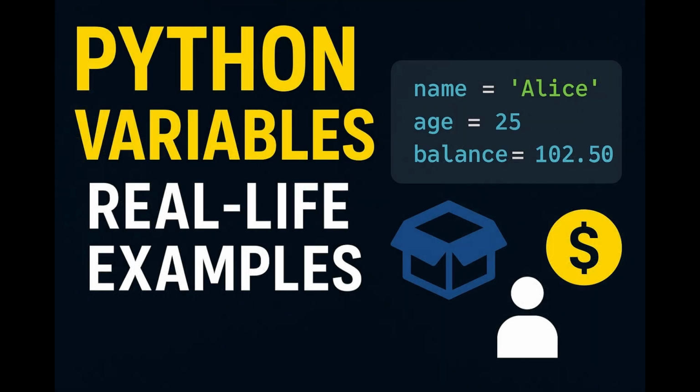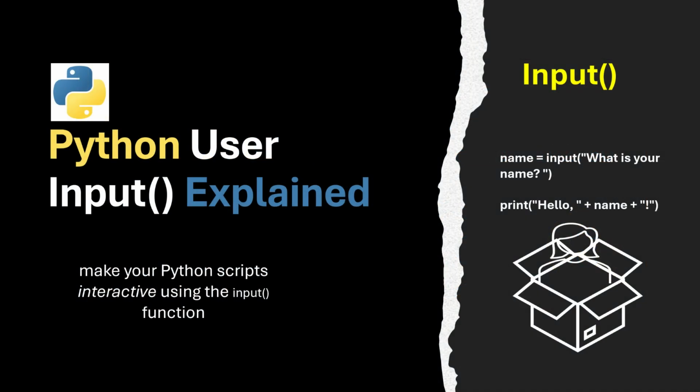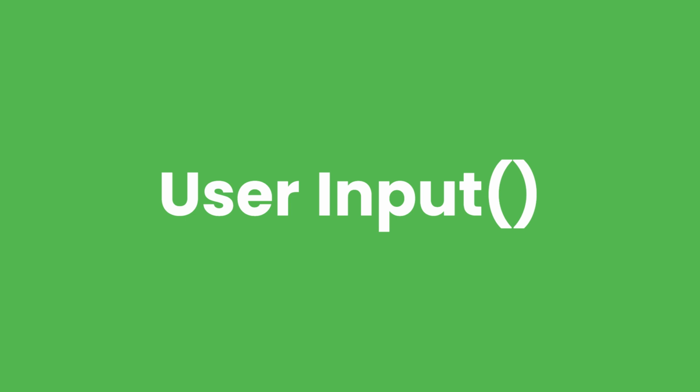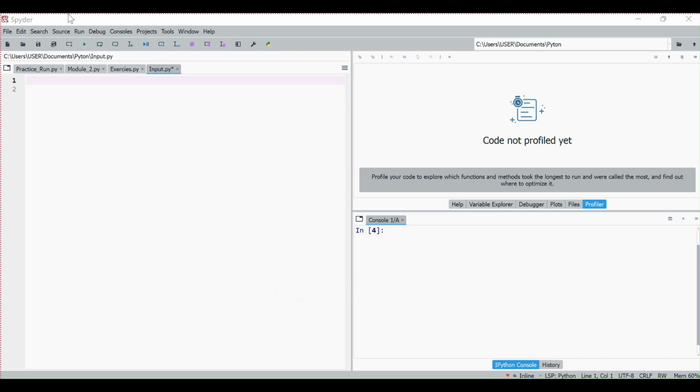Now, in the last two videos, we learned about variables, how to store values like names, age, and so on. You will learn how to use the input function to make your program interactive. Up until now, all the programs we've written just printed information using the print function. But with user input, we can ask the user to type something, and then Python can use that information to give us results. Let's start simple.